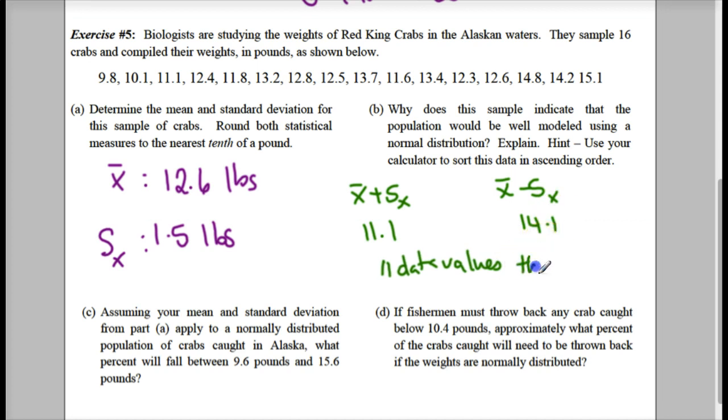that fall within one standard deviation of the mean.